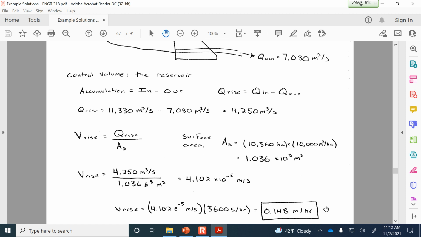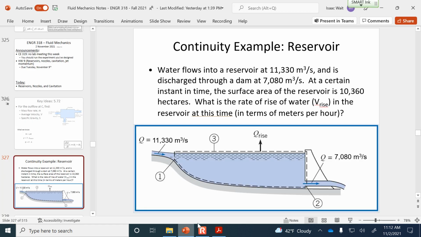So here, our 0.148 meters per hour, that's the current velocity of the rise, but that would be slowing even if the volumetric accumulation rate stays the same. The deeper that reservoir gets, its surface area will increase, inevitably.